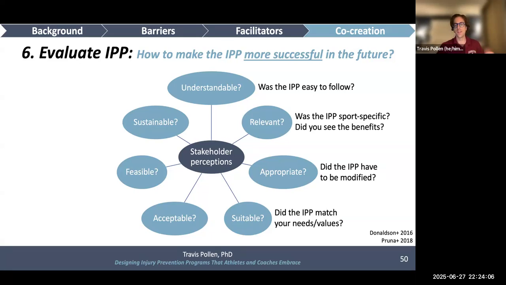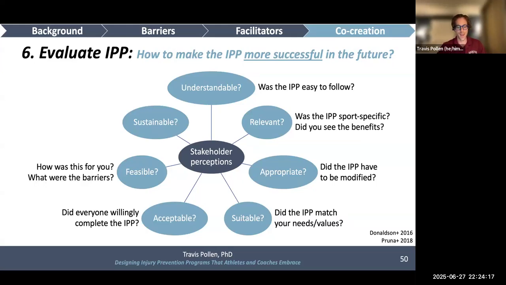Then we have the suitability. So did it match their needs and preferences and values? We have acceptability. Was everyone willing to do it and do all of it? How feasible was it? Did it take the appropriate amount of time? Was it practical for them? Or what were the barriers that they encountered? And then we have sustainability. So in the long term, were they able to keep up with this over the course of the season? Do they think they could see themselves keeping up with it in the next season? And we can ask these questions in casual conversation, one-on-one, in small groups, or we could conduct surveys. So many ways to get at getting this information.